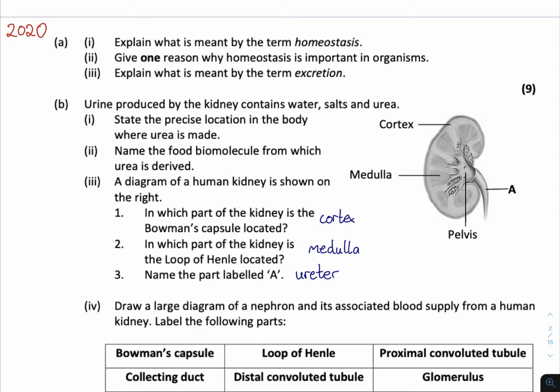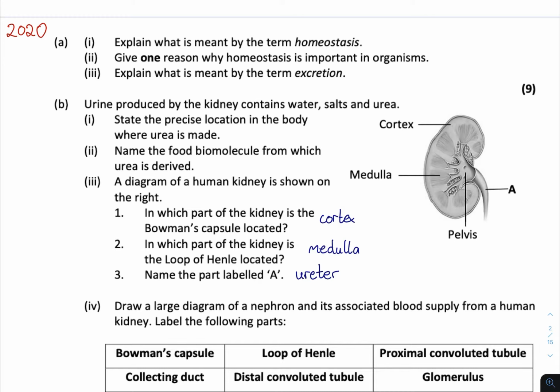So in which part of the kidney is the Bowman's capsule located? It's located in the cortex, the outermost region. In which part of the kidney is the loop of Henle located? This is located in the medulla, which is kind of on the inner regions. And you're asked to name part A. A there, everybody, is the ureter, which is connected to the bladder.